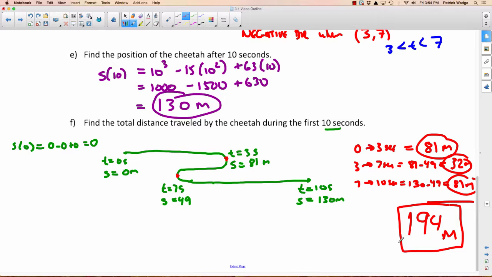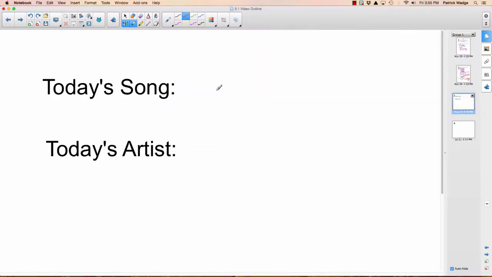That's pretty good, considering for human beings on a track for 100 meters, the world record is about 9.7 seconds, and this thing's going almost twice as far in approximately the same amount of time. Man, those cheetahs are fast. With that in mind, we will say goodbye to section 3.1 and to the cheetah.